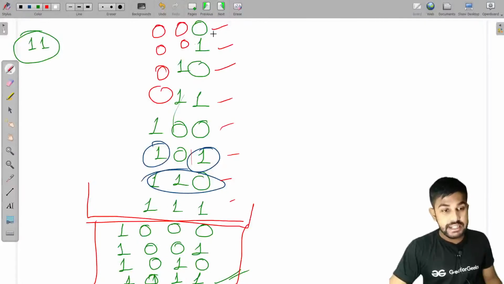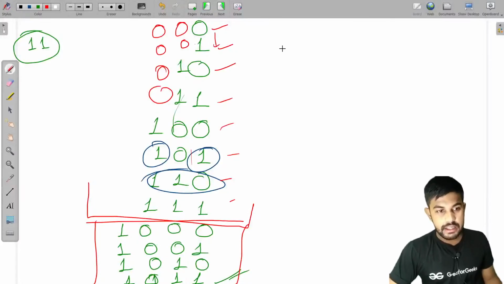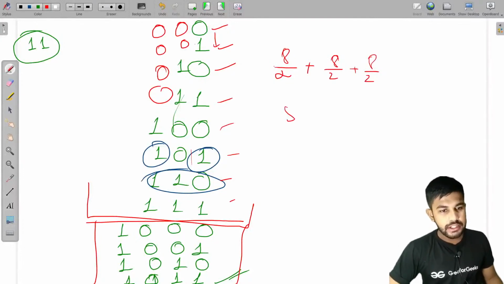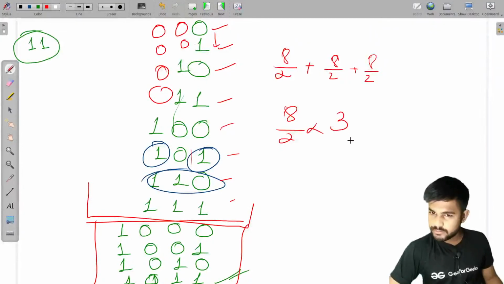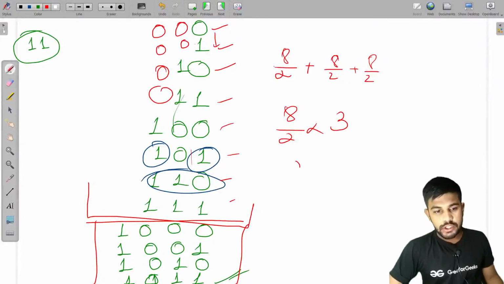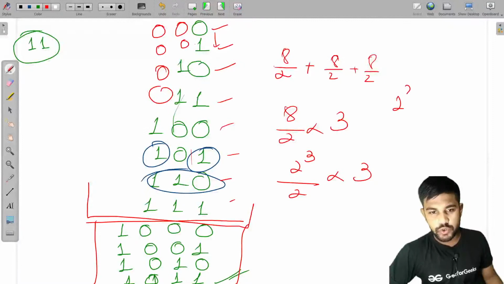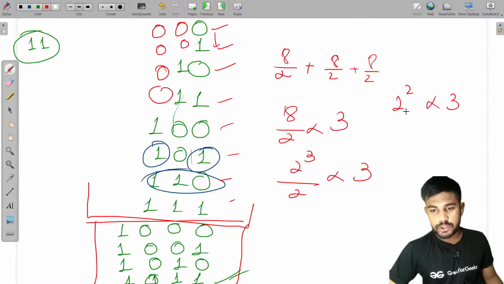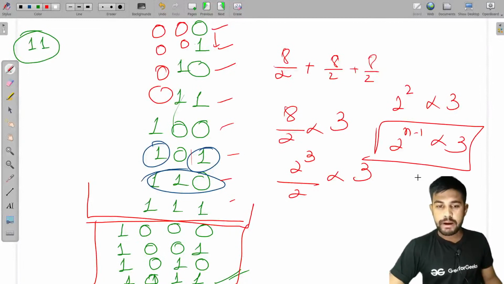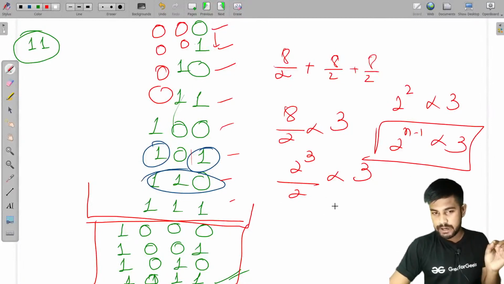So we can see that this is till 8, so 8 by 2, okay, 4 digit, and then again 8 by 2, then again 8 by 2. We have these three, so that would be 8 by 2 into 3. So this is 2 to the power 3 by 2 into 3. Whenever the base is same, that would be 2 to the power 2 multiplied with 3. 2 to the power 2 is equal to 2 to the power n minus 1 multiplied with 2. And what is 2 to the power n? The 2 to the power n is equal to the highest power minus 1.